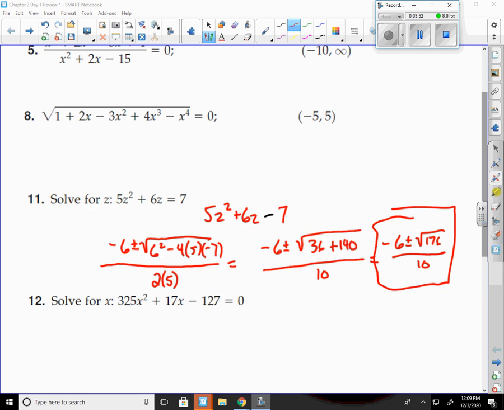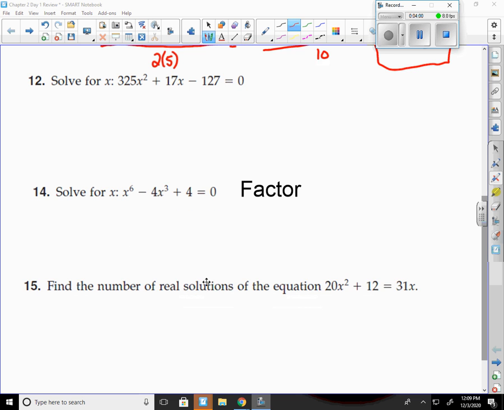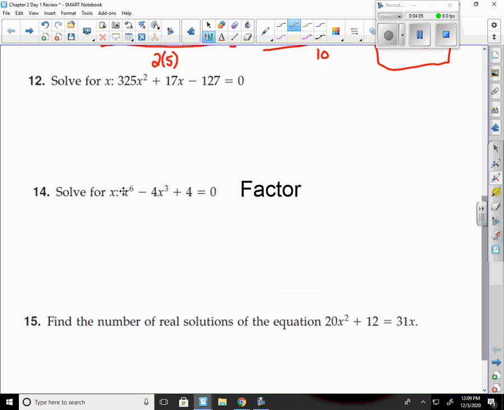Number 12, I'll let you try to do that one on your own for homework tonight. One of the ones that I did want to go over was number 14. Number 14, it says to factor, we had x to the 6th. In general, we've only seen x squared being factored. But if I look at that, the middle term is x to the 3rd.